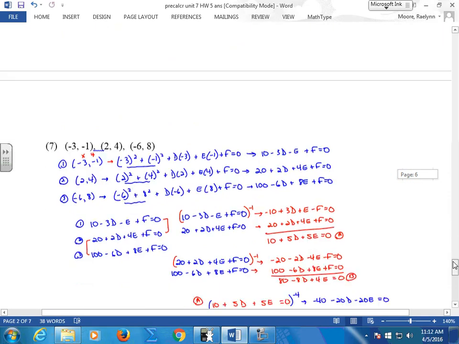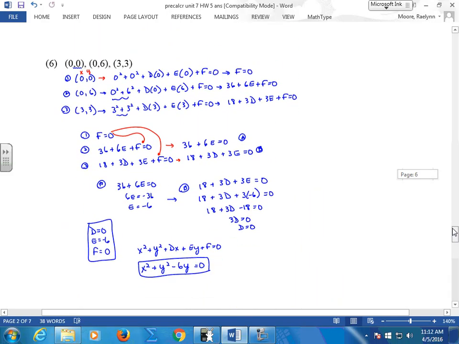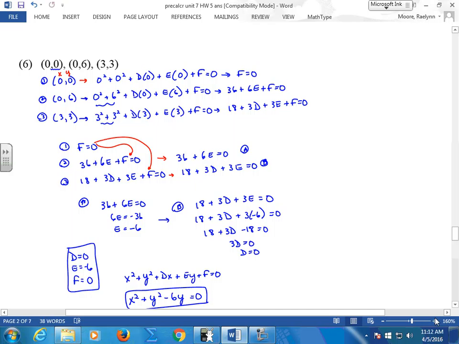Is that the last one? Nope. This also wasn't bad. This wasn't bad either. Again, set it up. x squared plus y squared plus dx plus ey plus f equals 0. Don't forget the equal 0 or you won't have an equation.